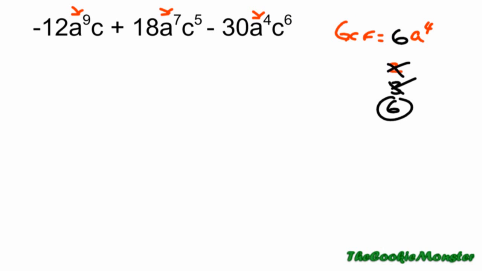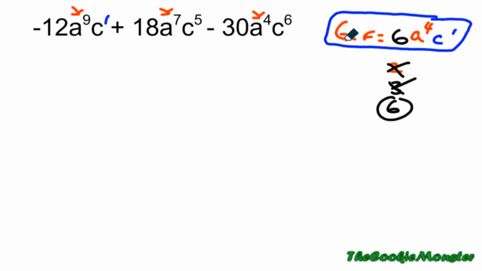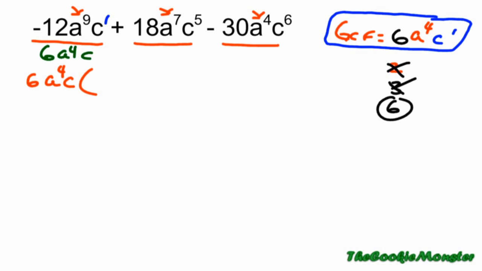And then same thing with the variable c. You have a 1 right here, a 5, and a 6. The lowest exponent is c to the 1st. So then this becomes your GCF right there. Okay, so then you're going to divide everything by the GCF. The GCF is 6a to the 4th, c to the 1st. You put the GCF in front of each term: 6a to the 4th c, 6a to the 4th c, and 6a to the 4th c.